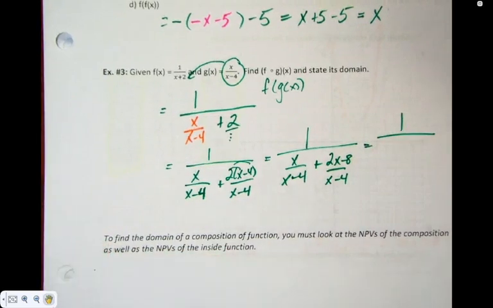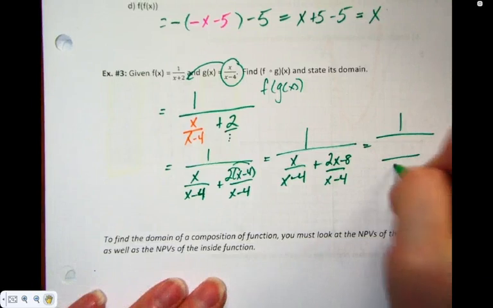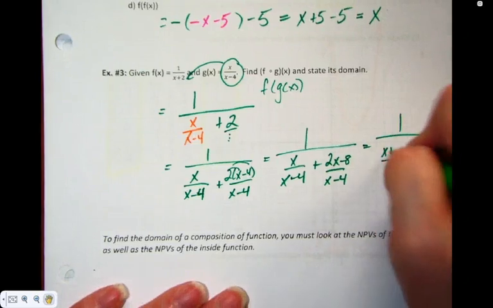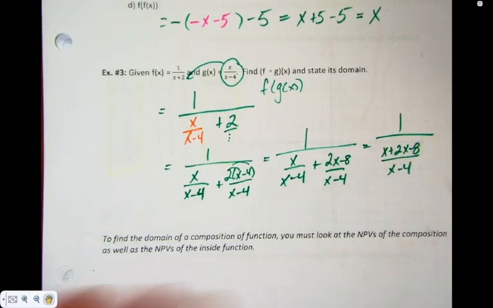So I still have that big 1 on the top. I'm going to have an x minus 4 on the bottom. And I'm just going to smush the top together, and I'll actually simplify it in a second. If your brain wants to combine that right away, it's fine. I'm just showing on this example step by step.